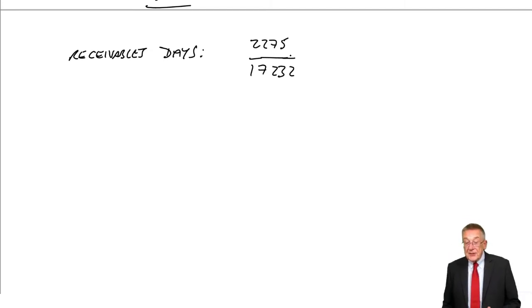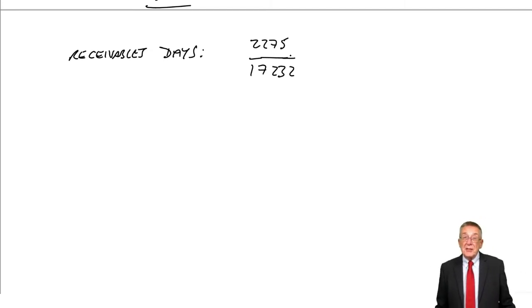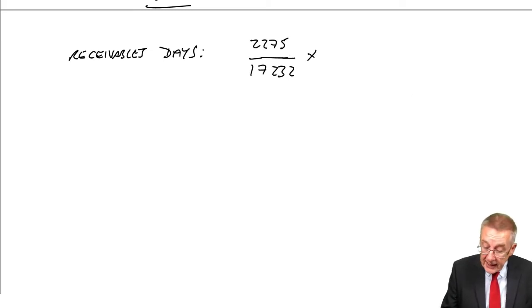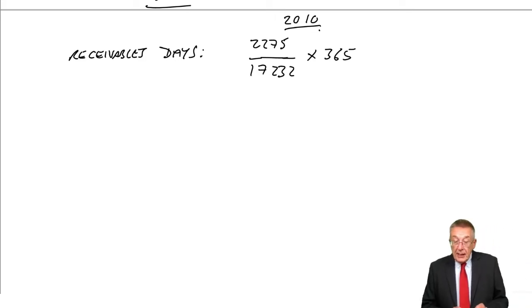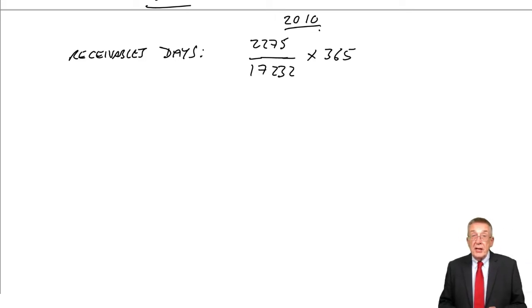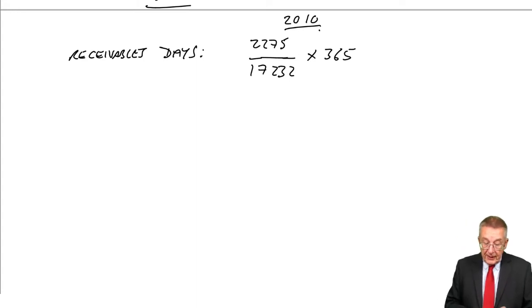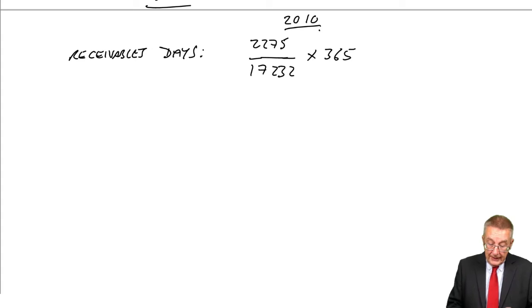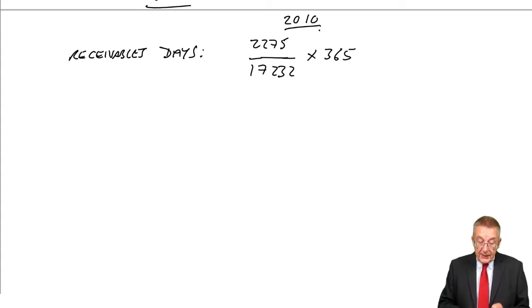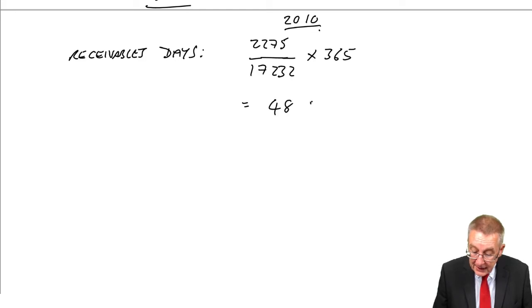So our receivables are that proportion of the total sales. And on the assumption there are 365 days in a year, this is 2010, it would appear that we're giving them that proportion of a year's credit. So 2275 divided by 17,232 times 365, I get 48 days.